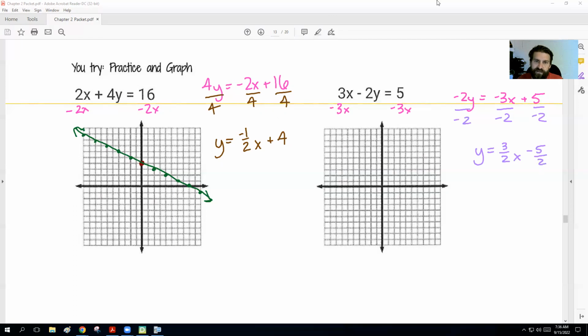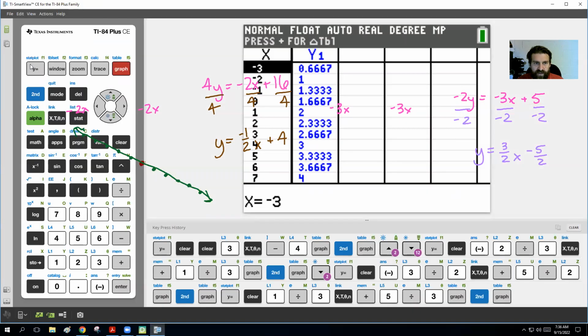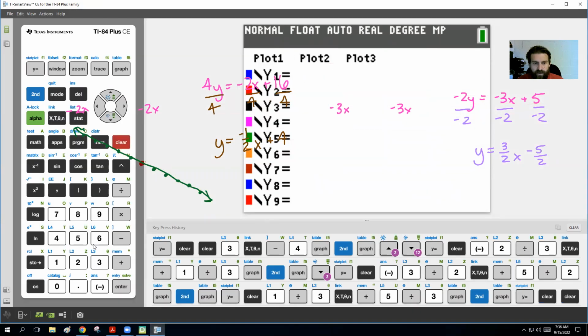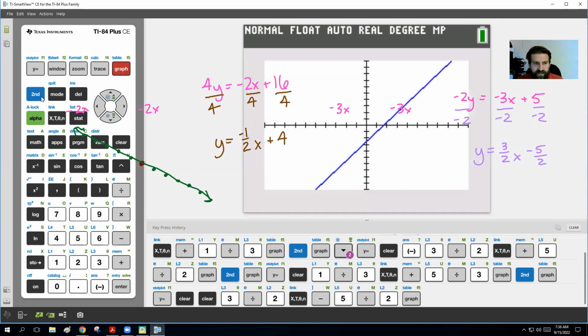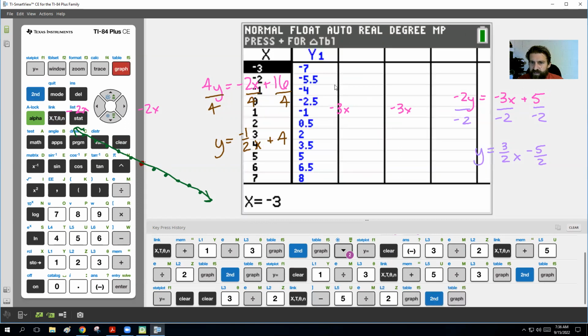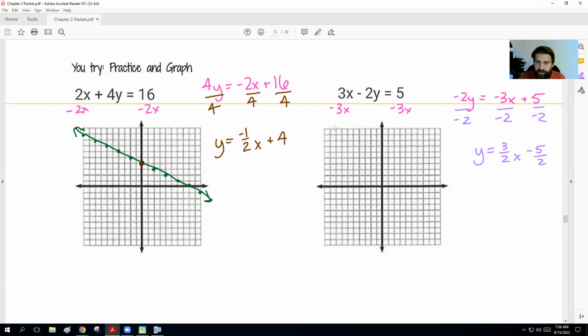So this one we're stuck using a graphing calculator. Let's take it out. Let's type in the equation. We got 3 over 2x and then minus 5 over 2. We can graph it, but the biggest thing is we want to look at the table, find a nice point. How about over 3 up 2? There's a point at 3, 2. So we're going to go through, plot a point at over 3 up 2.